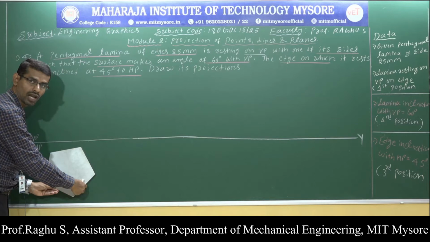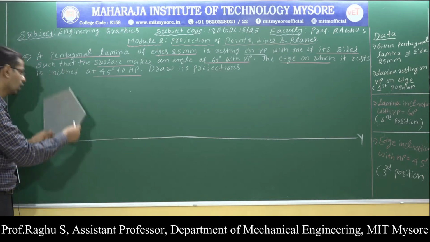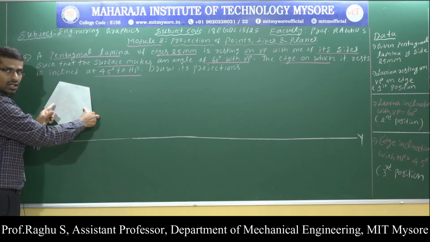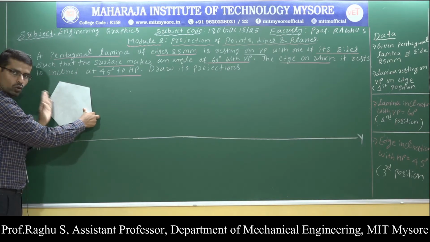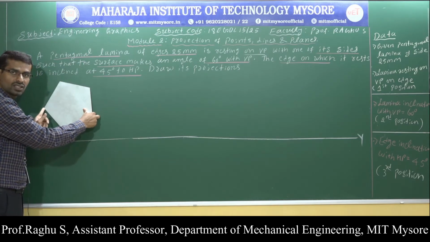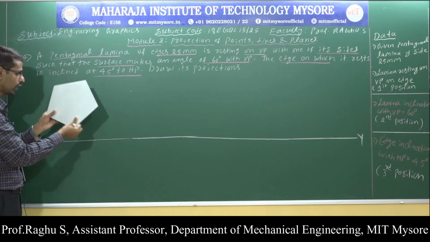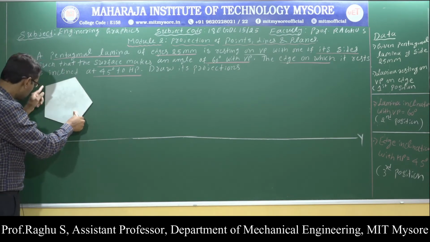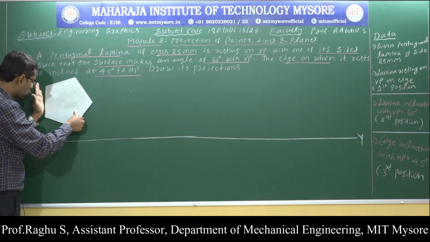You should not place the lamina on HP. Here the lamina is not resting on HP. Next, you should not place the lamina like this. Suppose you place the lamina like this, resting on VP, one condition is satisfied, but the lamina is resting on VP with one of its corners. So this is wrong. Therefore, you should place the lamina like this, such that the resting side should come towards your left side. This is the resting side.